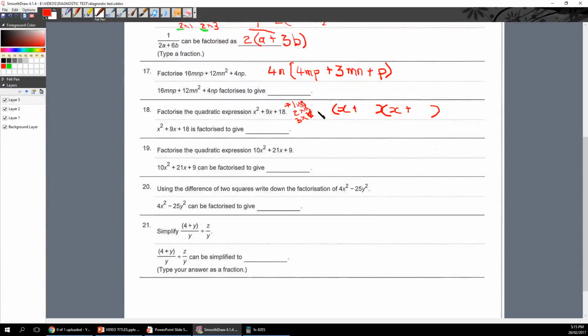Remember that this times this is giving you your x squared, and then this times that is giving you one of the numbers in the middle, and this here is giving you the other middle number, and then this one times that one is giving you your last number. So it's the two numbers that multiply to 18, and you'll find that the sum of them adds to 9. If we look in here, 3 plus 6 is 9, 2 plus 9 is 11, and 1 plus 18 is 19. So clearly it's going to be 3 and 6.